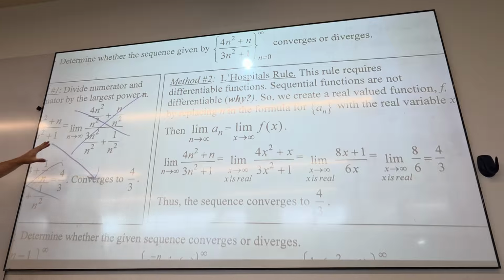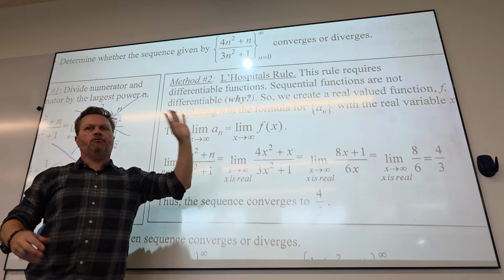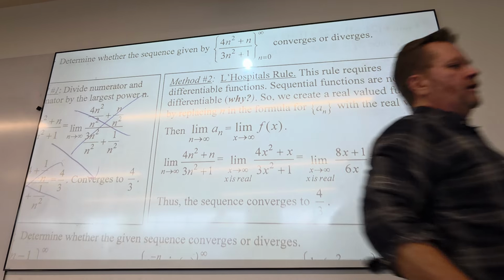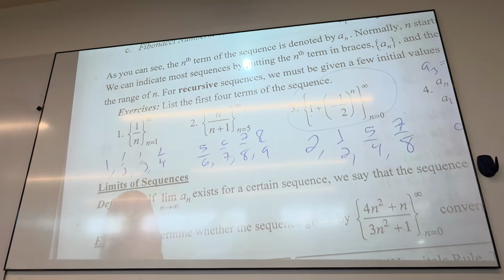So if I do L'Hopital's on this, I can't use what I'm given. Why not? Why are sequential functions not differentiable? If I graph a sequential function, what would it look like? It would look like dots, yes? You with me? My inputs are values of n, and my outputs are distinct numbers. So if I graph this, it'll have n is 1 and have 1, n is 2, 1/2, n is 3, 1/3.